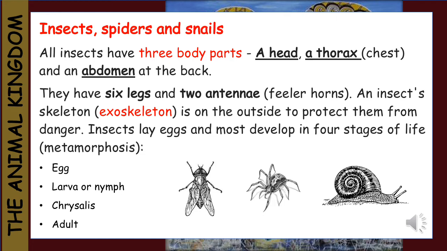Insects lay eggs, and most develop in 4 stages of life, or metamorphosis. The stages are egg, larva or nymph, a chrysalis, and then an adult.